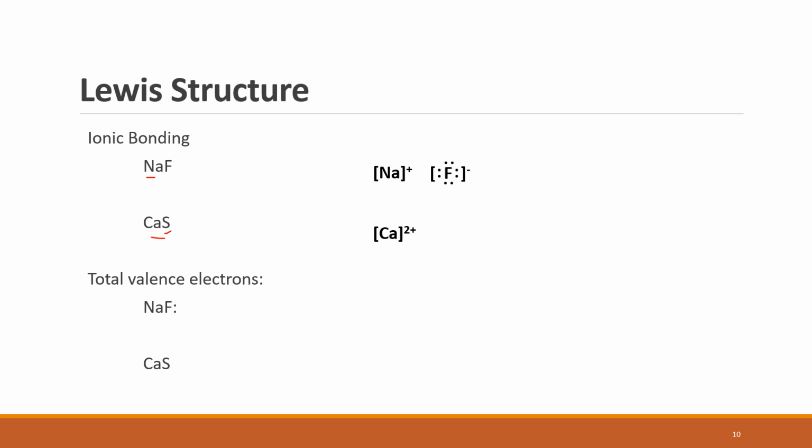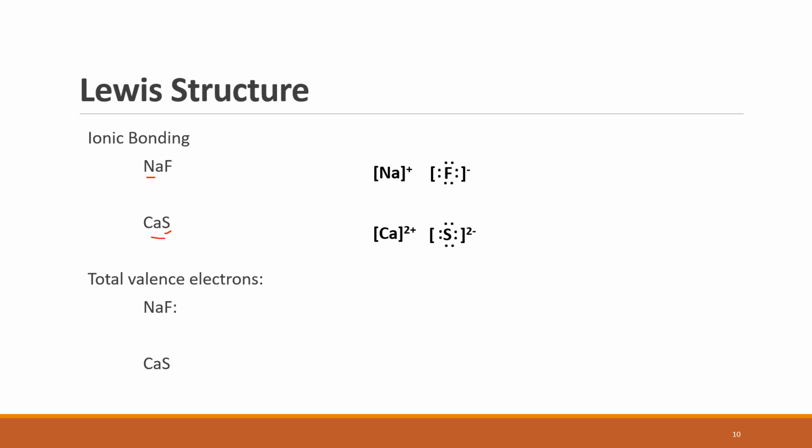Sulfur, if you look on the periodic table, has 6 valence electrons, as all elements in group 6 will have. Since it has 6, it wants a full octet, so it takes those 2 that calcium gave away so that now it has 8. Since it added 2 negatively charged electrons, it's going to have a 2- charge, and we put it in brackets with the charge on the outside and the 8 valence electrons depicted around sulfur with dots.